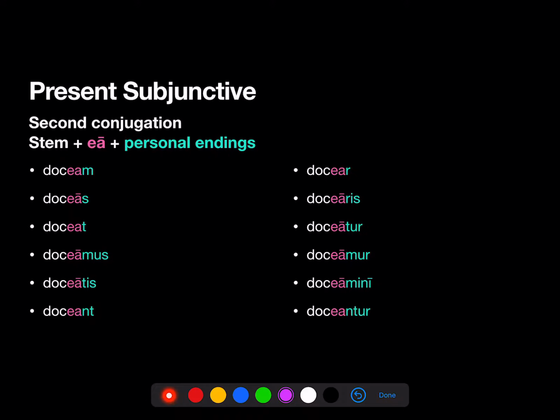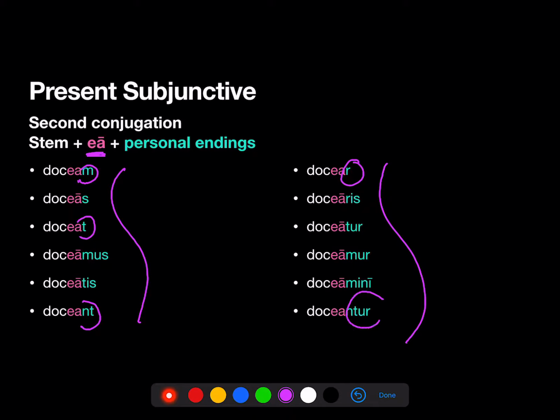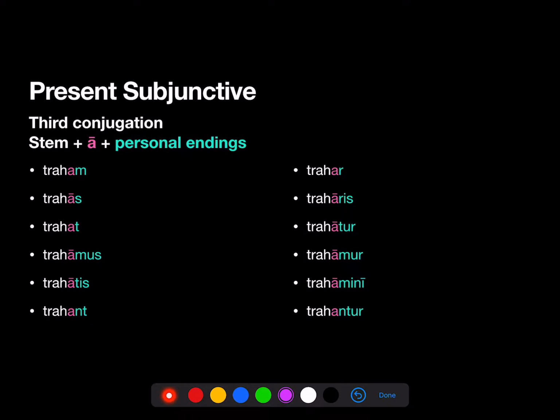For the second conjugation, the sign of the present subjunctive is E long A, plus those same personal endings. Again, the long A gets shortened before M, T, and NT in the active, R, and NTUR in the passive. For the third conjugation, it's the stem plus long A plus the personal endings. Long A gets shortened before M, T, and NT in the active, R and NTUR in the passive.